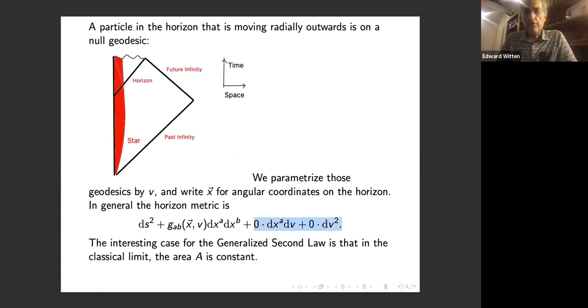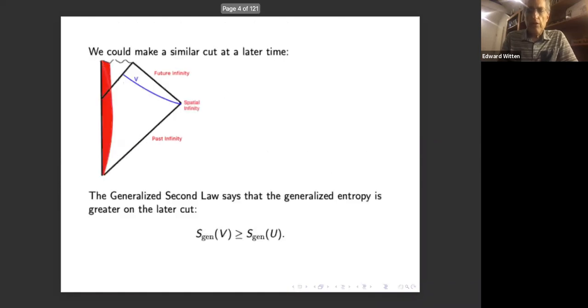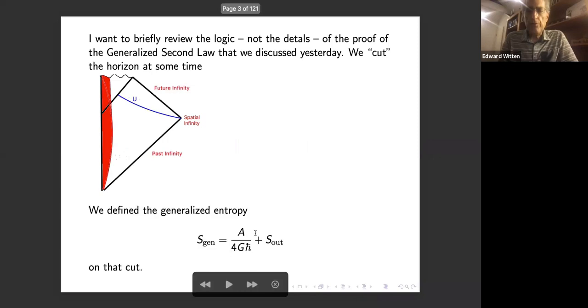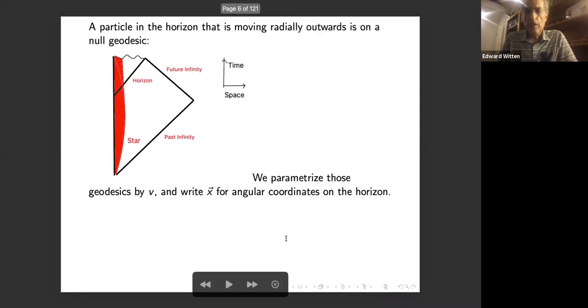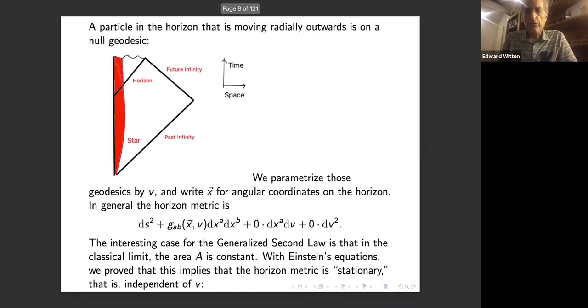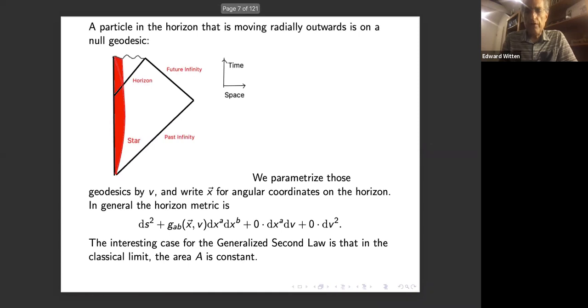Now, for the generalized second law, the interesting case is that in the classical limit, the area is constant, because if it's not constant, it's increasing. And if it's increasing, then the classical increase in the area term overwhelms whatever's happening to the quantum entropy. So we want to look at a black hole that classically has a constant area.